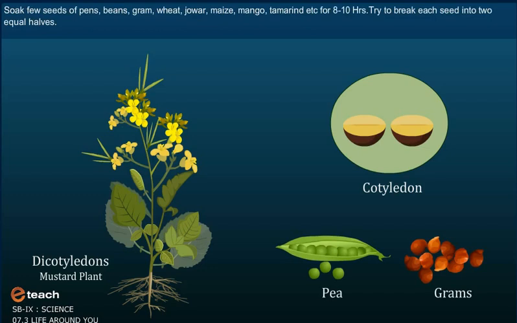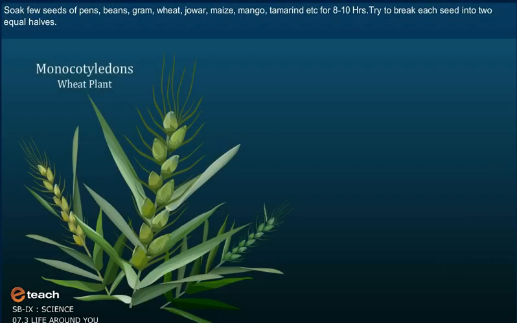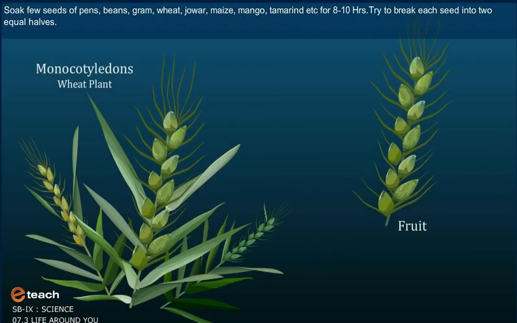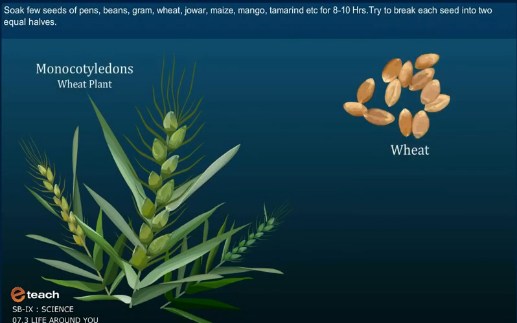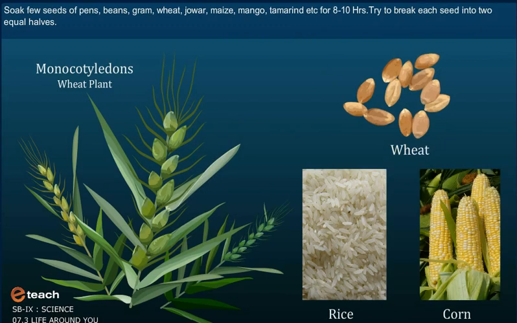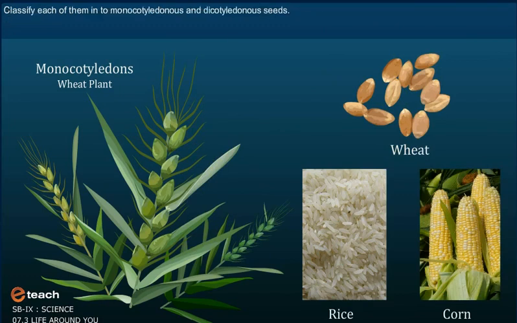Activity. Soak a few seeds of peas, beans, gram, wheat, jowar, maize, mango, tamarind, etc. for 8 to 10 hours. Try to break each seed into two equal halves. Classify each of them into monocotyledonous and dicotyledonous seeds.